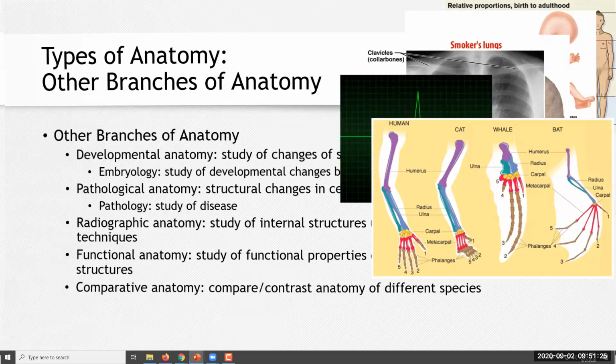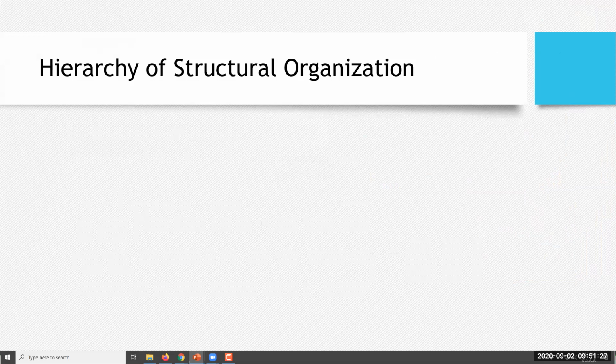All right, so those are the different types of anatomy. Now we're going to go into the hierarchy of how we organize the different types of structures.